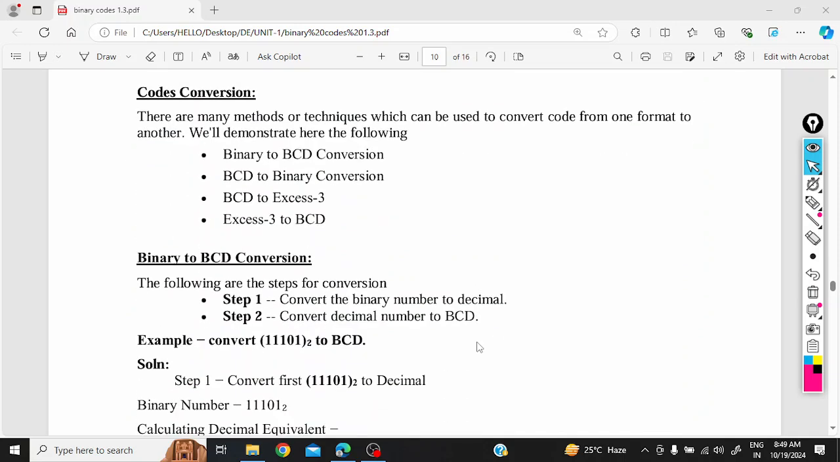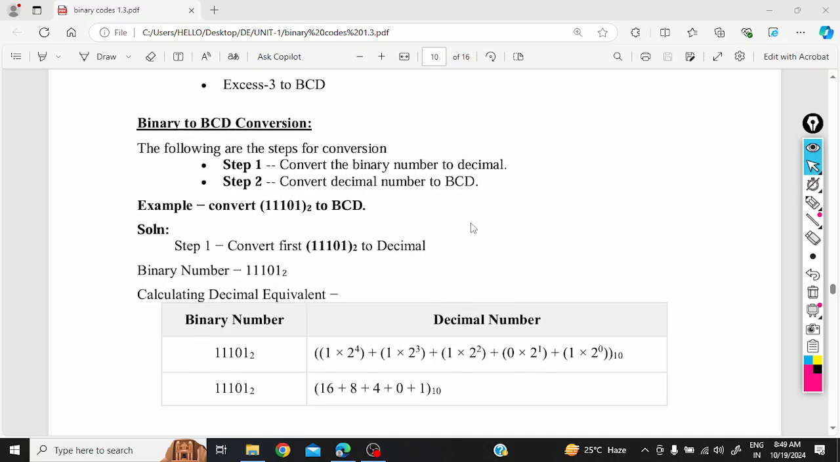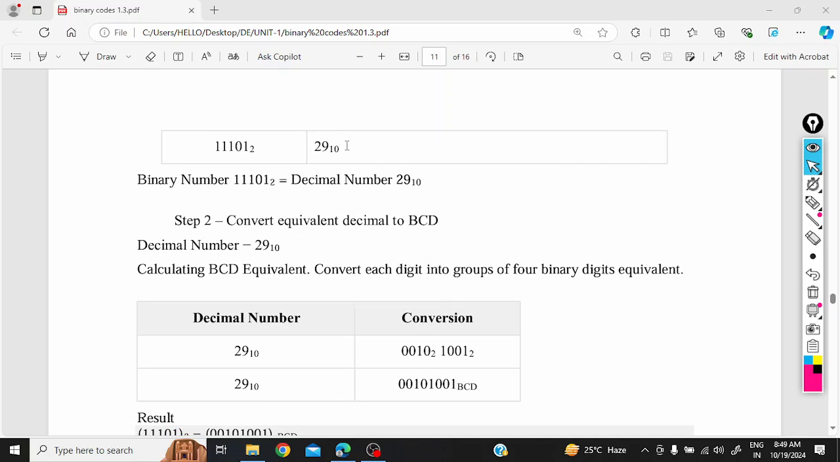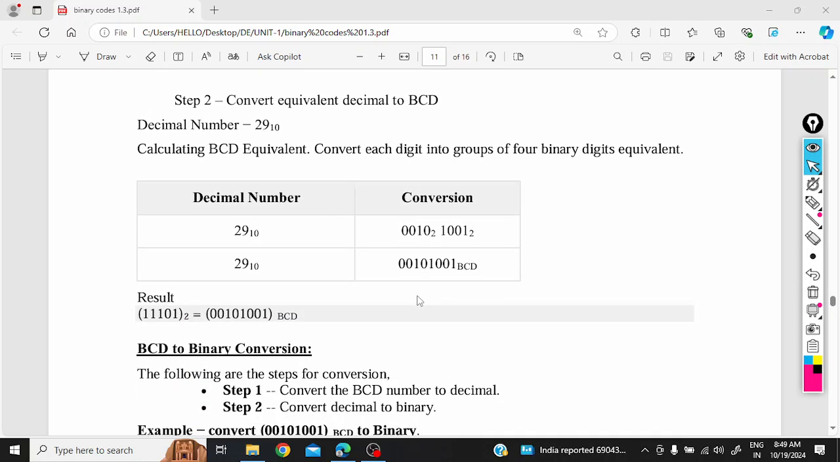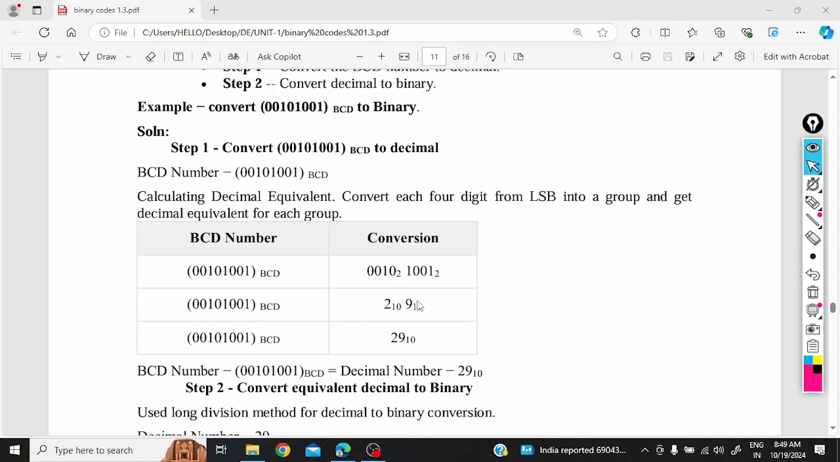A few other conversions are also there, such as binary to BCD. For example, if I want to convert binary to BCD, I convert binary to decimal and decimal to BCD directly. So this is binary, and I got my decimal as 29. 29 can be written as 2 separately and 9 separately, so we get a direct BCD number. These are a few steps you can follow to represent any kind of number. This is BCD to binary conversion.